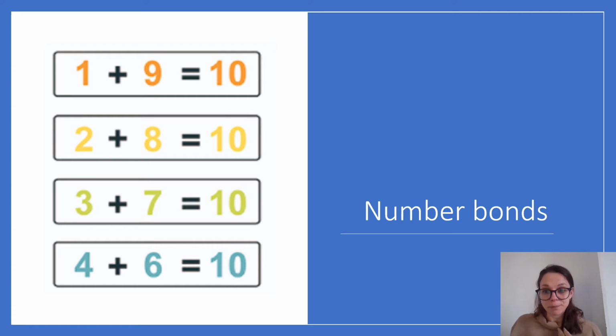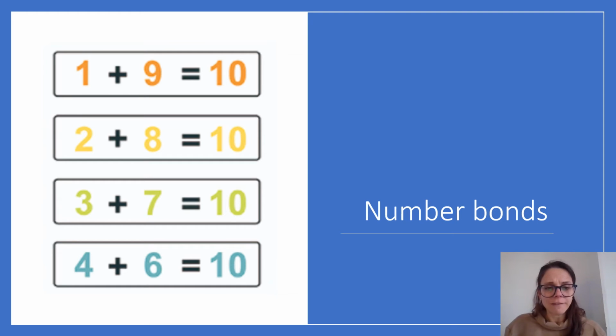Here are some number bonds. What do we mean when we talk about number bonds? We're talking about 2 numbers that add up to make 10. Well done. Any 2 numbers that when we add them together we get 10, we call it a number bond. There's some here. 1 add 9 is 10. 2 add 8 is 10.